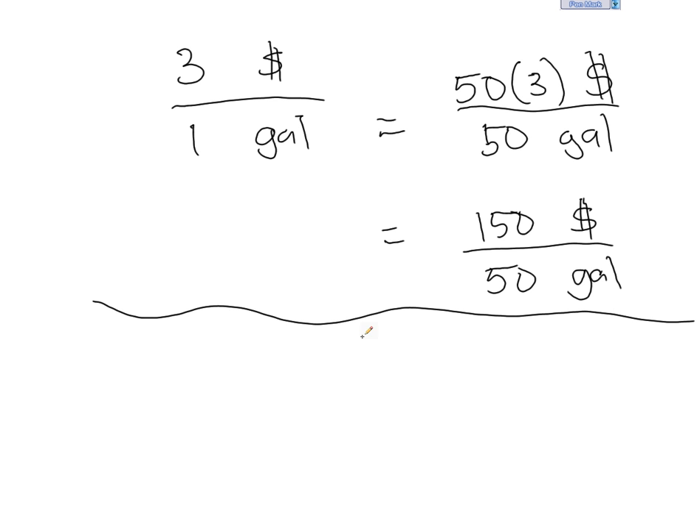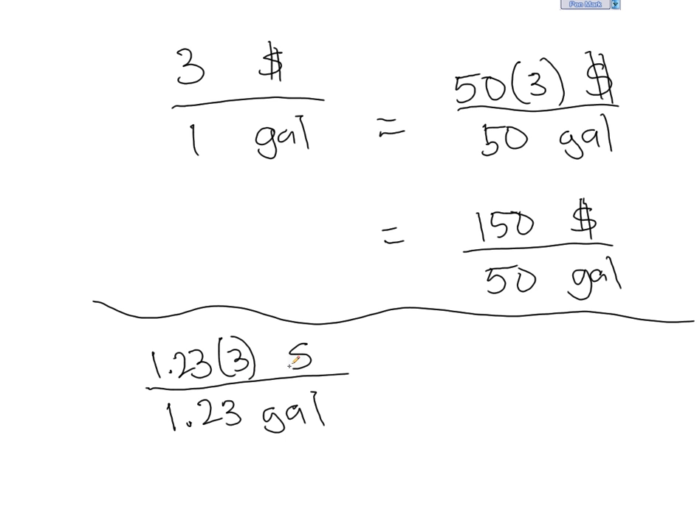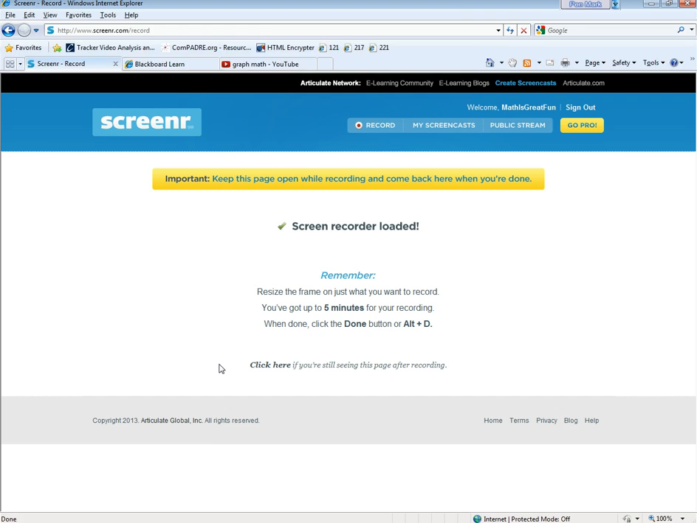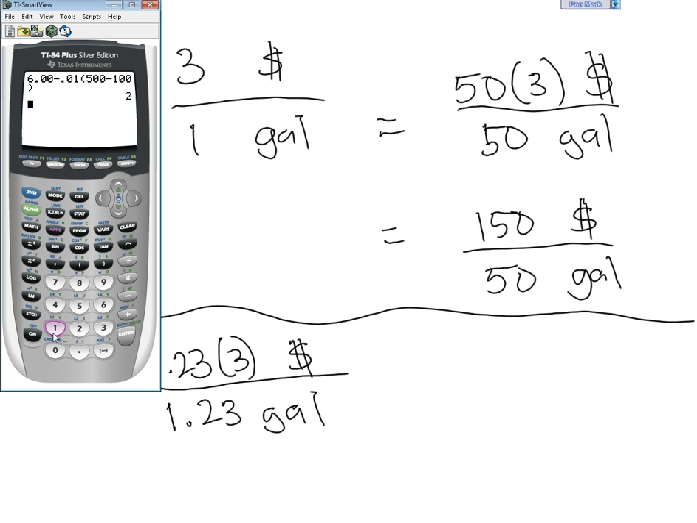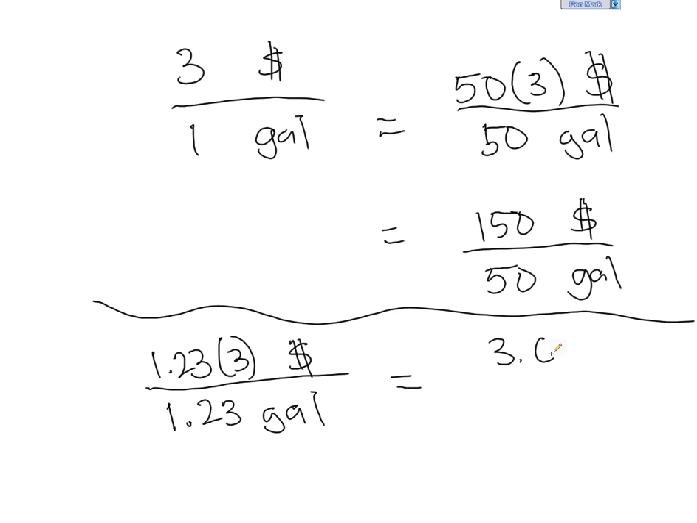The cool thing about thinking like this is if I perhaps say 1.23 gallons, well, I can just take my price and multiply it by 1.23 because it's a constant ratio. And just to show how this works out, I'm going to pull up my calculator. 1.23 times 3 will give me $3.69. So $3.69 per 1.23 gallons. And I can say that for every 1.23 gallons I buy, I'm going to pay $3.69.